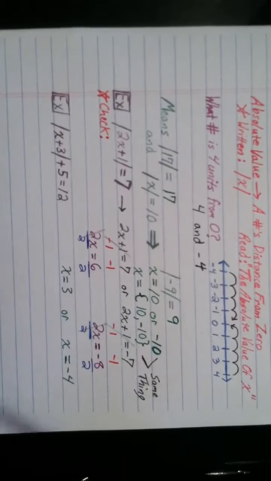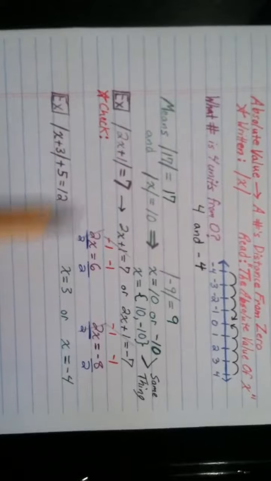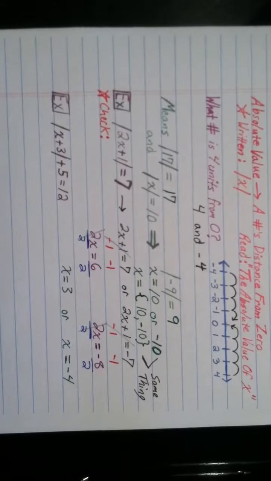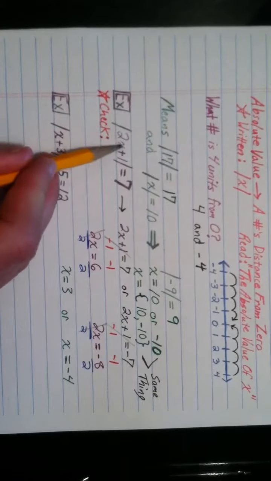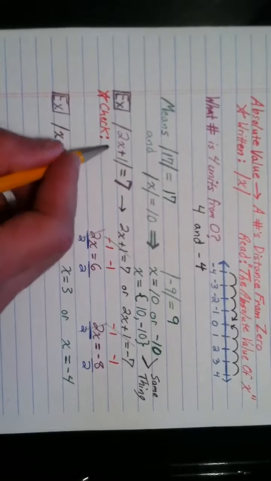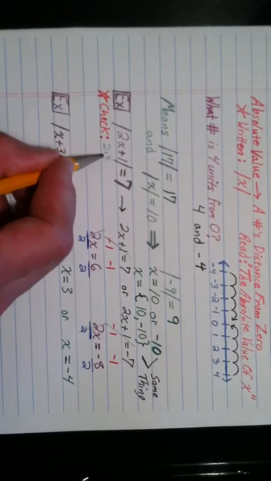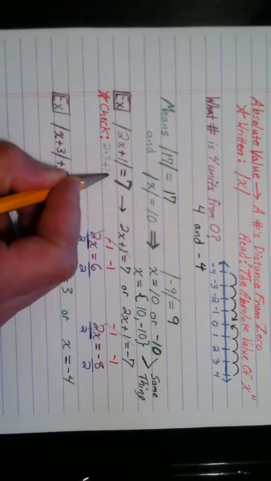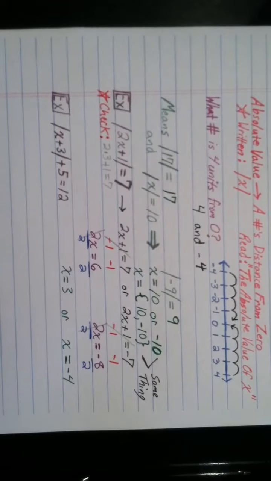Do these answers actually make sense? Let's plug 3 into this absolute value situation. If you did 2 times 3 plus 1, well, 2 times x, which is 3, plus 1, that actually gives you 6 plus 1, 7.